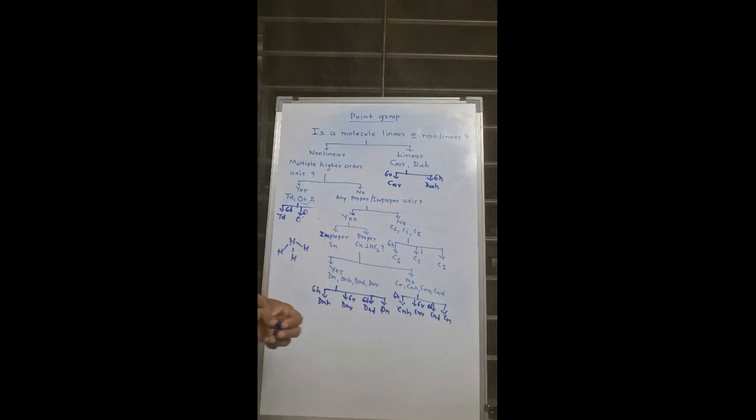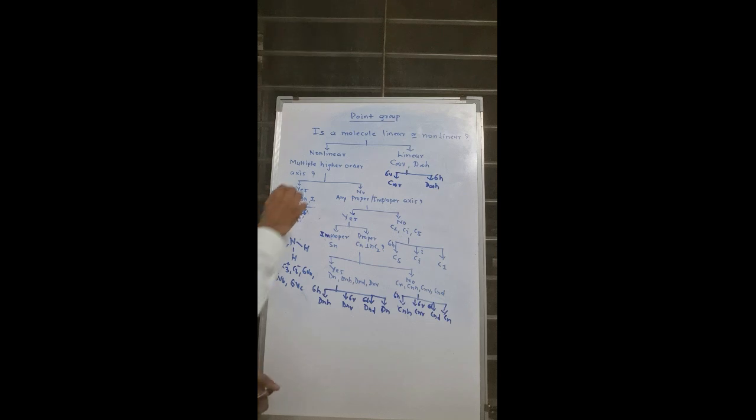Another molecule is the ammonia molecule. It is pyramidal. It consists of E, C3 plus, C3 minus, sigma Va, sigma Vb and sigma Vc symmetry elements. The shape of this ammonia molecule is pyramidal, which means it is non-linear.